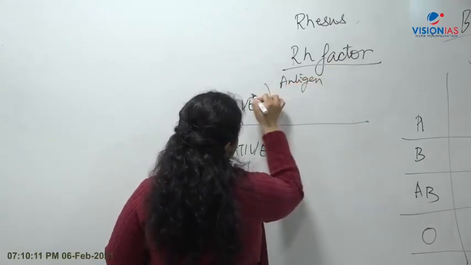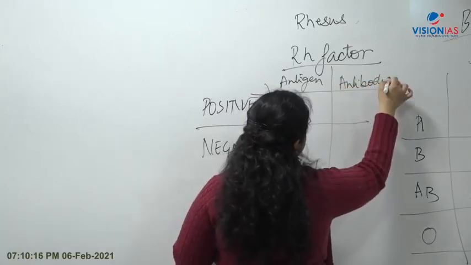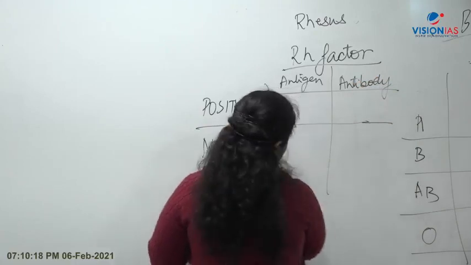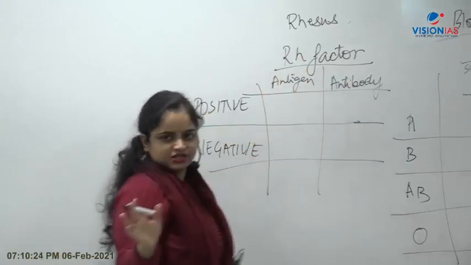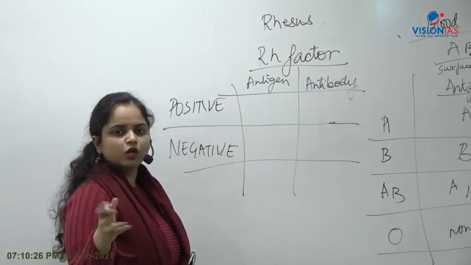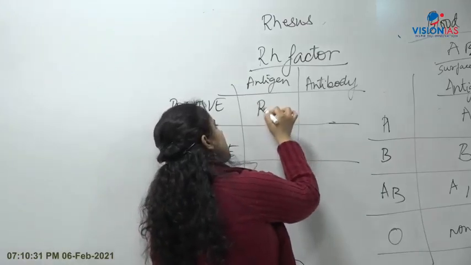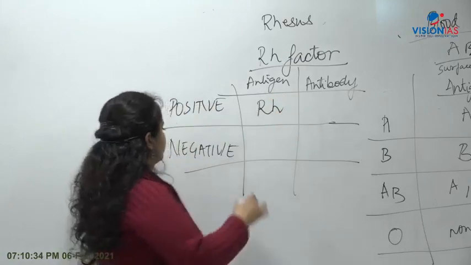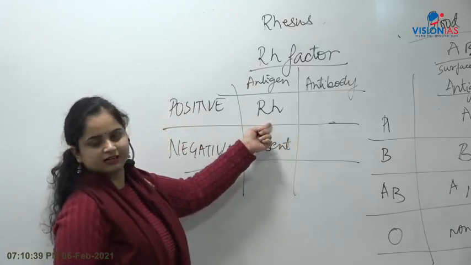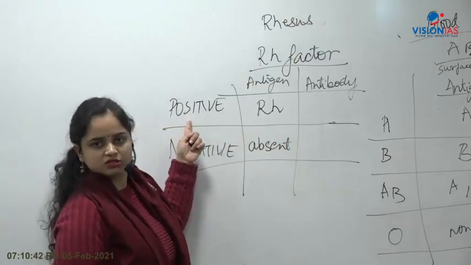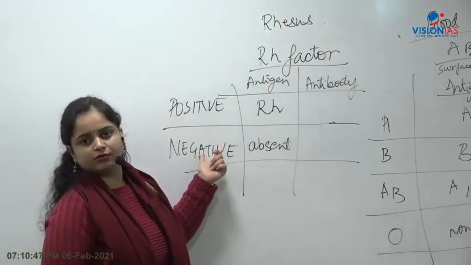Antigen and antibody. Antigen's name is RH antigen. Okay, the RH factor, we can also call it RH antigen. So in positive blood group, RH antigen is present. In negative blood group, it is absent. So that means if RH factor is present in a blood group, we say it is positive blood group. If RH factor is not there, we say it is negative blood group.